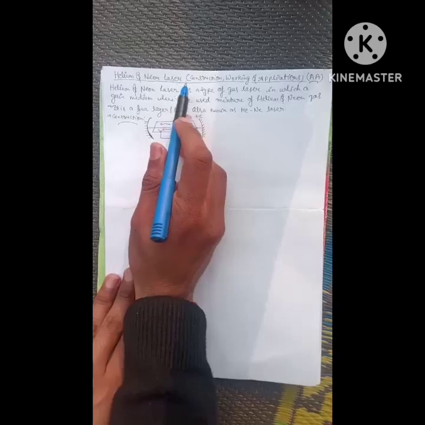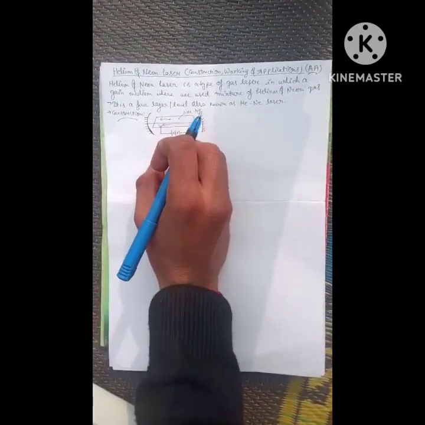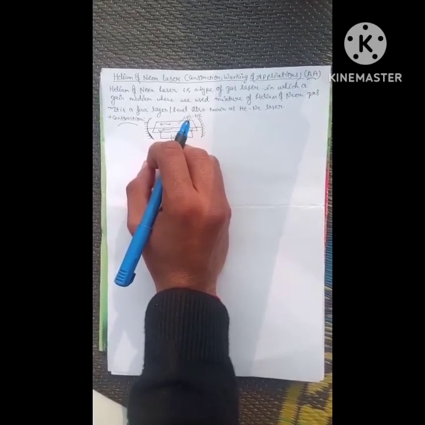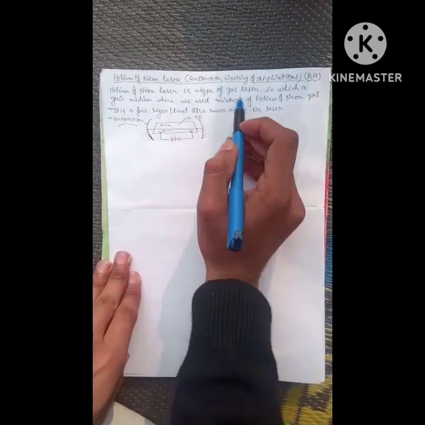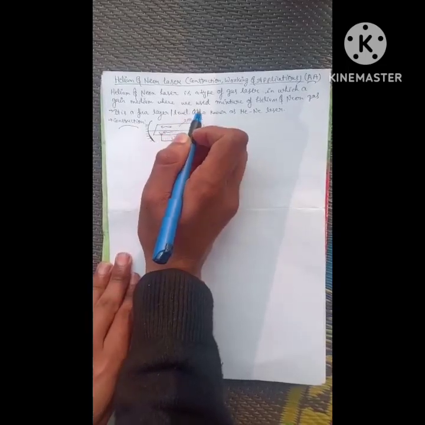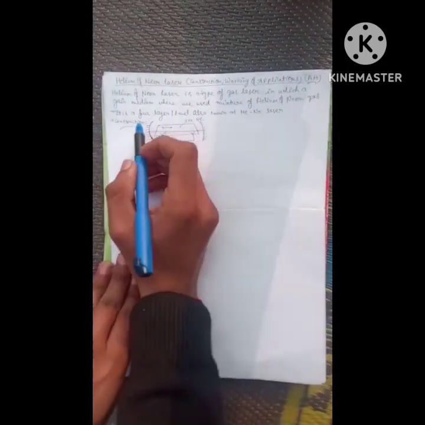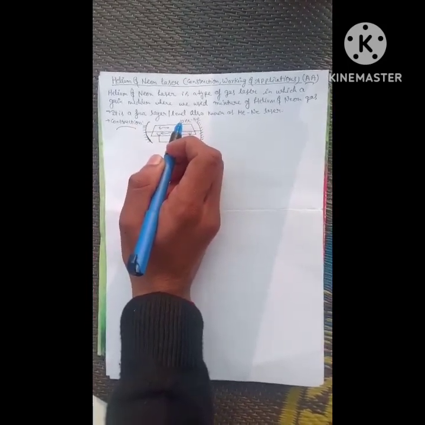So let's proceed. Helium and neon laser construction, working and its application. Firstly, we talk about what a helium neon laser consists of and what type it is. Helium neon laser is a type of gas laser in which the gain medium is a mixture of helium and neon gases. It is also known as a four-level laser.